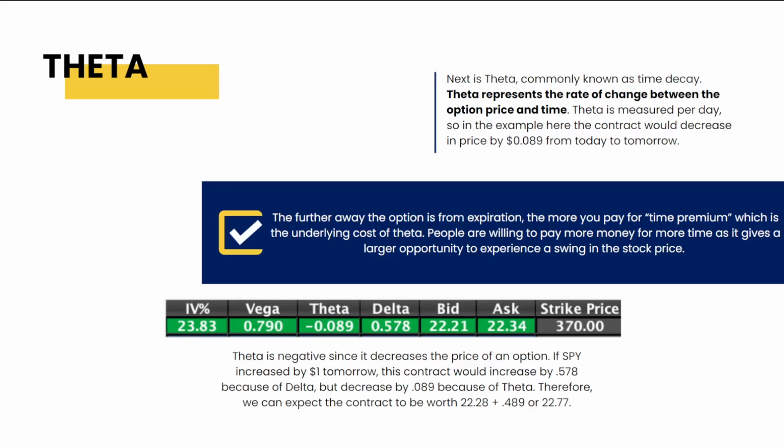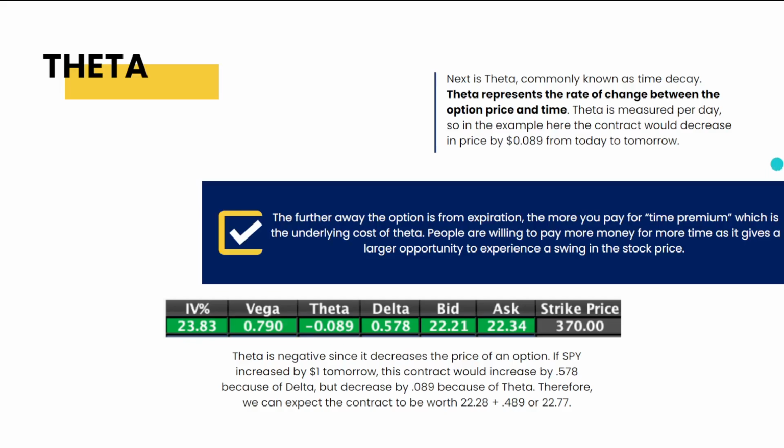So if you guys don't know what theta is, commonly known as the time decay Greek, theta represents the rate of change between the option price and time. So it's the option price's relationship with time. Theta is measured per day. So in the example we have here, the contract would decrease in price by about 0.089 from today to tomorrow, right? We can see down in the option chain right there, the theta is negative 0.089.